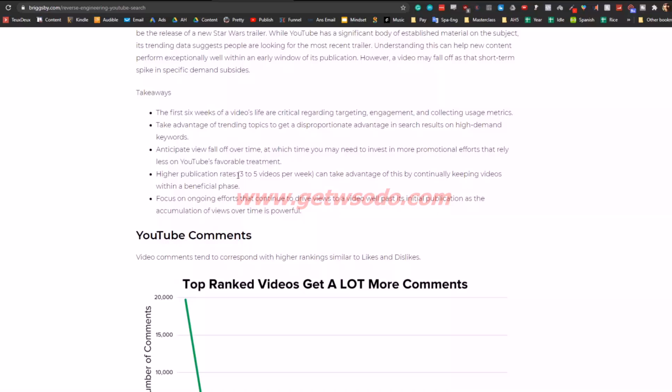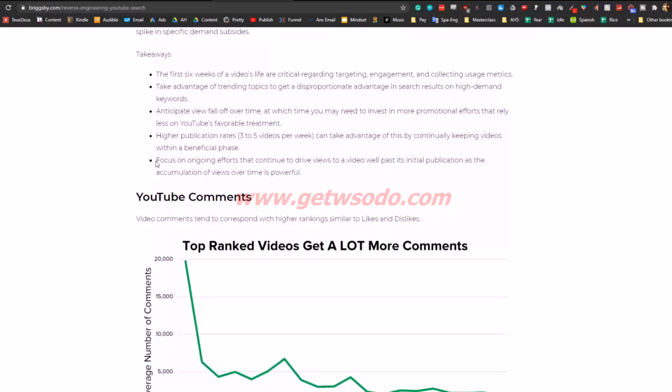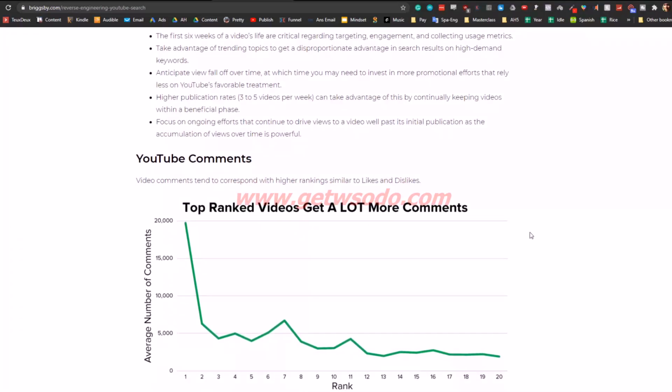Higher publication rates, 3 to 5 videos per week, can take advantage of this by continually keeping videos within a beneficial phase. Yes, all right. Focus on ongoing efforts that continue to drive views to a video well past its initial publication, as the accumulation of views over time is powerful. So they're talking about recommending your videos in other videos, making playlists that you can add this video to, so it gets more and more views over time, which is a really, really important thing.